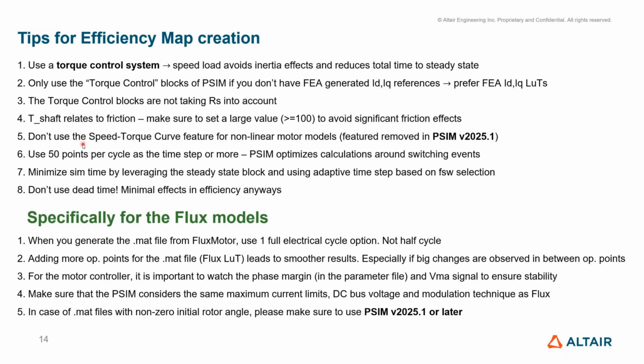When it comes to the time step, using 50 points per cycle is usually okay because PSIM optimizes calculations around switching events and it can give very fast and accurate results. You can also use steady state blocks and use adaptive time steps that change based on the switching frequency selection from inside HyperStudy. And please don't use the total time where you want to calculate efficiency at different efficiency points. It has minimal effect anyway.